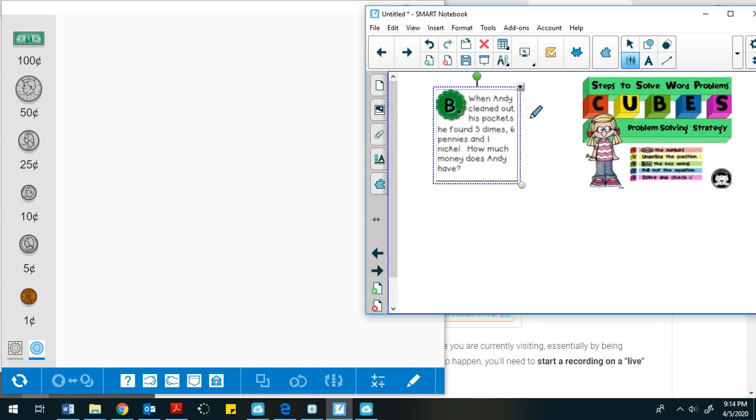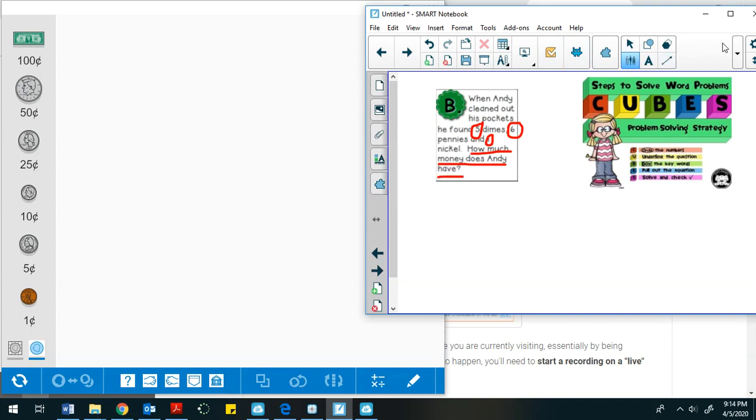This problem says, when Andy cleaned out his pockets, he found 5 dimes, 6 pennies, and 1 nickel. How much money does Andy have? Well, I know I need to circle my numbers. I have 5, I have 6, and I have 1. Now I need to underline the question. How much money does Andy have? So I'm going to underline that because I want to know how much money he has.